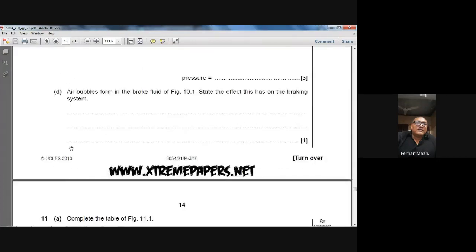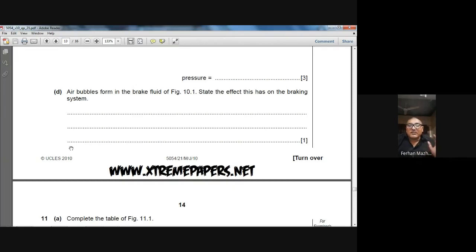So in that braking fluid, if you have air bubbles, you see the air bubbles have air in those bubbles, and because the fluid, the brake oil, is incompressible. But if it has air bubbles, it's a big problem, because the air bubbles have air, and that air is compressible.